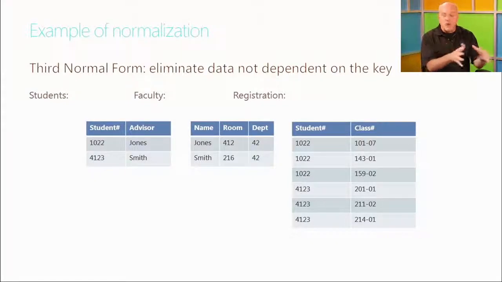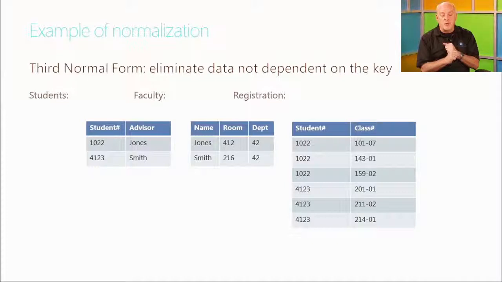All right. So again, no redundancy, and every row in both these tables so far is directly associated with student number. So we've got student number, the direct association advisor. The advisor, the direct association is the room number and the department number. Now we go to our registrations table and we have student number 1022.